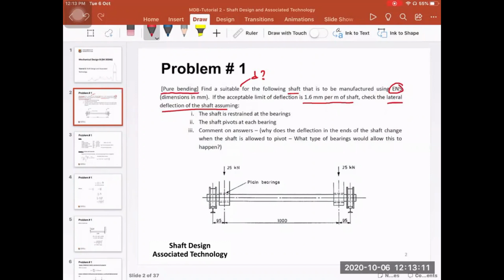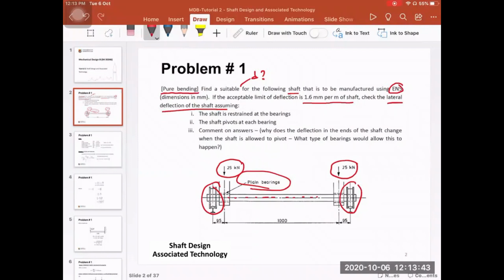So we have 2 cases. The first case says that the shaft is restrained at the bearings. So you see here we have bearings, we have plain bearings. This is like the axle for the train. Then you have the loads here, 25 kilonewton on each side. And then here is the shaft in the middle. This is the center line of the shaft. Okay. And here are kind of the wheels of the train.